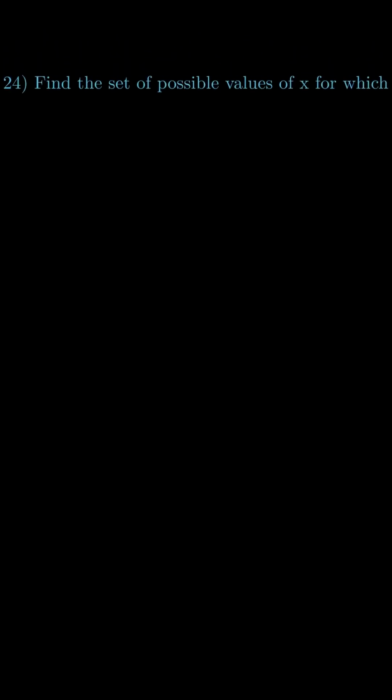Question 24. Find the set of possible values of x for which 4x squared minus 25 is less than 0 and 12 minus 5x minus 3x squared is greater than 0.